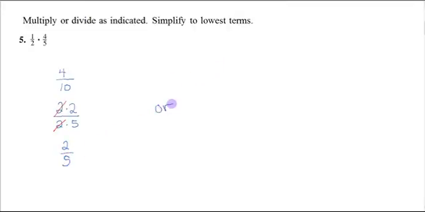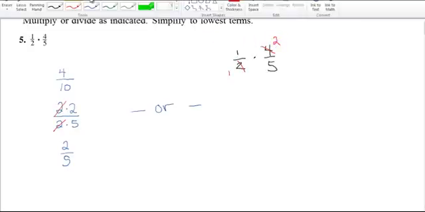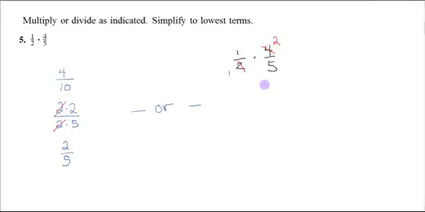Okay? Or we could do it another way. The other way is to take the original problem, and then we realize that you can cancel here. We have a top and the bottom here that has a common factor of 2. So 2 divided by 2 is 1. 4 divided by 2 is 2. And then when we multiply straight across, 1 times 2 is 2 over 1 times 5 is 5.